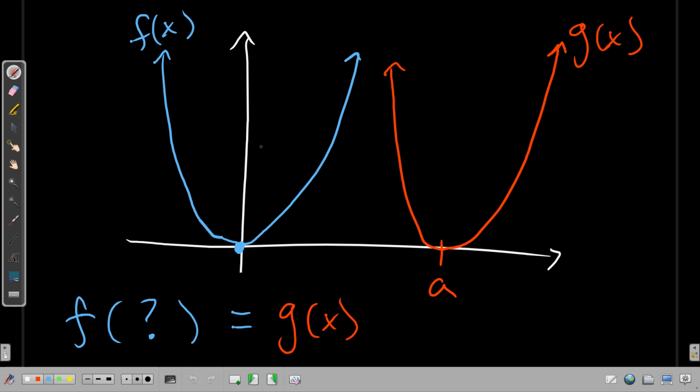And they're not moved in the y direction. All that has happened, it would appear, is that this blue one shifted over, and instead of having its vertex at 0, we now have the vertex here at this other number.